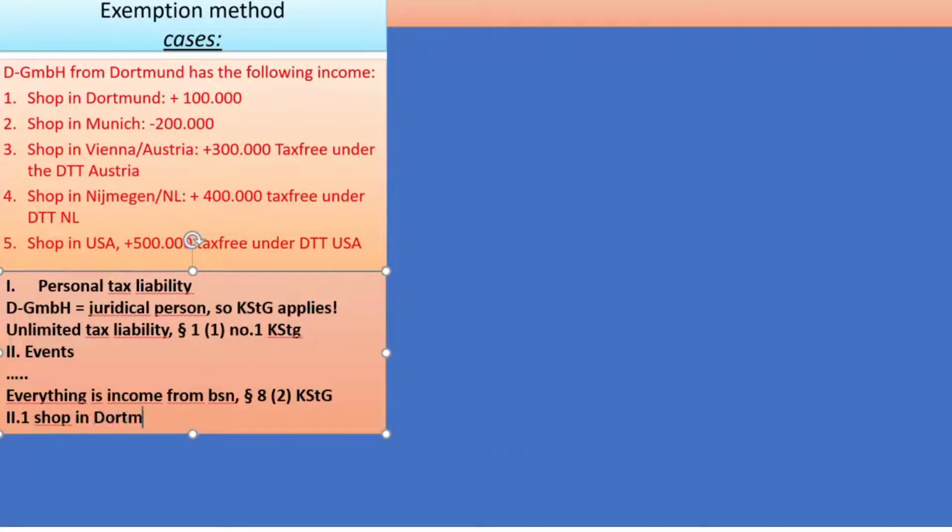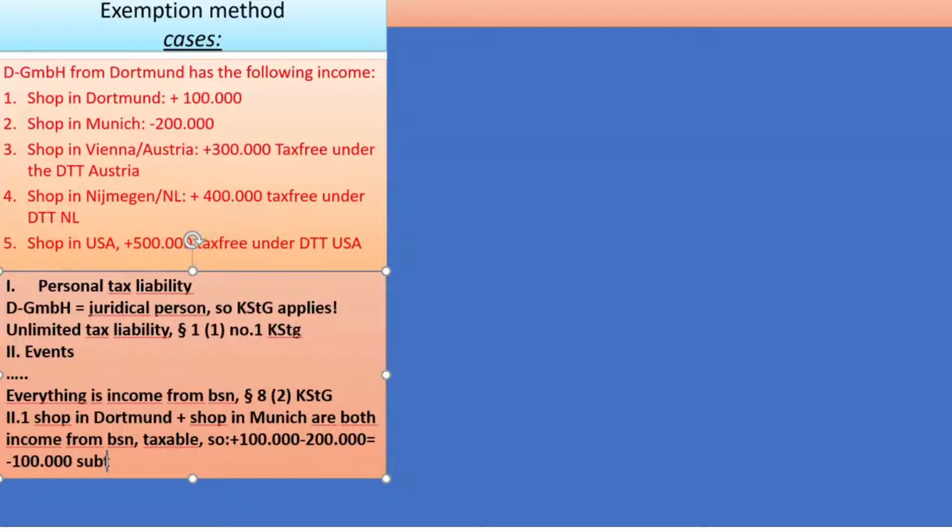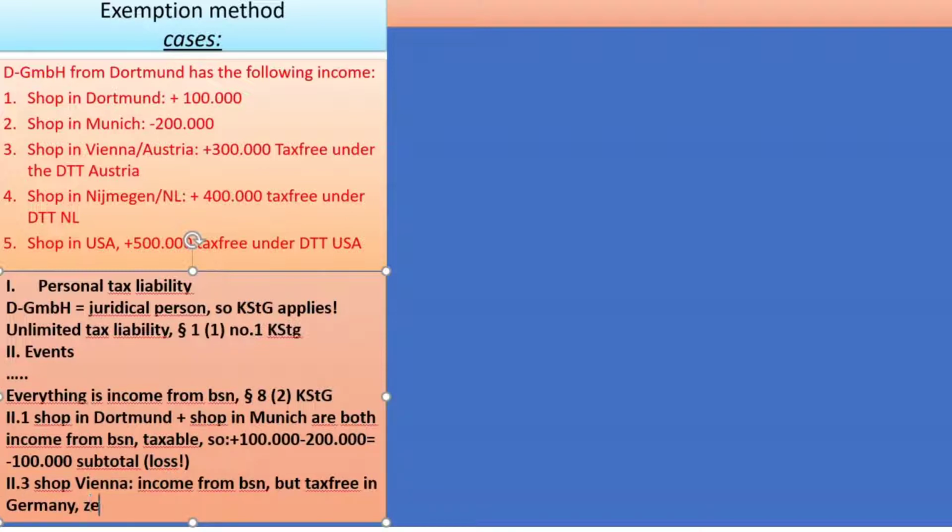The shop in Dortmund and the shop in Munich are both income from business, are taxable because not freed of tax. So we have plus 100,000 minus 200,000. So we have here a subtotal of minus 100,000. So we have a loss in the inland. 2.3 shop in Vienna, income from business but tax-free in Germany, so taxable is 0.